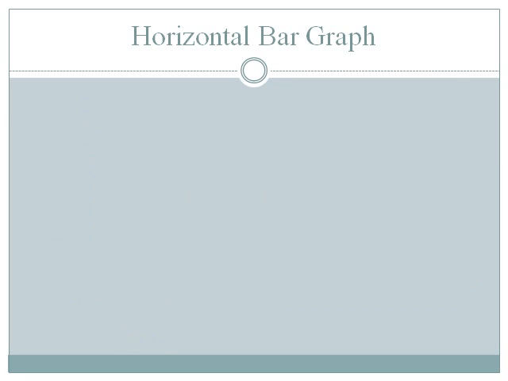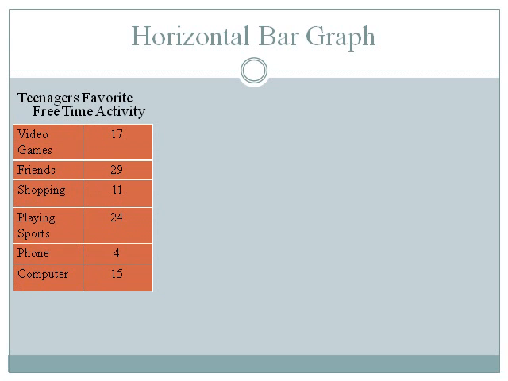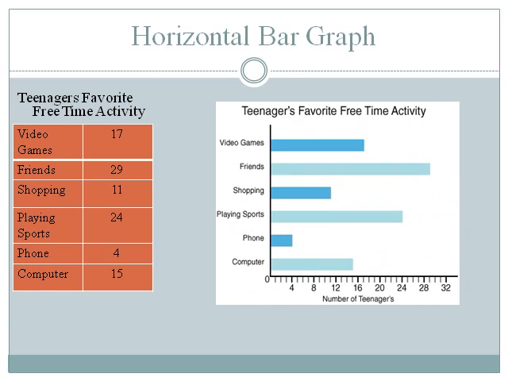The next example of a bar graph is a horizontal bar graph. For this activity, we are going to look at a survey about teenagers' favorite free time activity. This survey shows that these favorite activities range from video games, playing with friends, all the way down to hanging out and working on a computer. If you look at the totals, you can go ahead and create your bar graph.